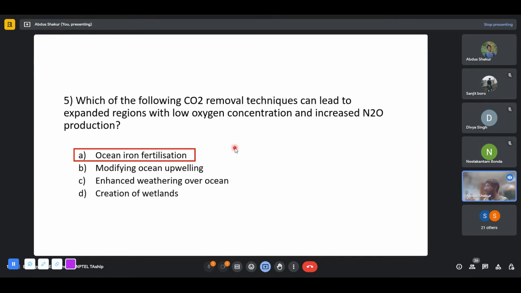If you start fertilizing the ocean with iron, which is the limiting element for the algae which grow predominantly in those areas, that's going to remove a lot of CO2, but it leads to an increase in N2O, and then leads to expanding regions where the oxygen concentrations are going to get very low.